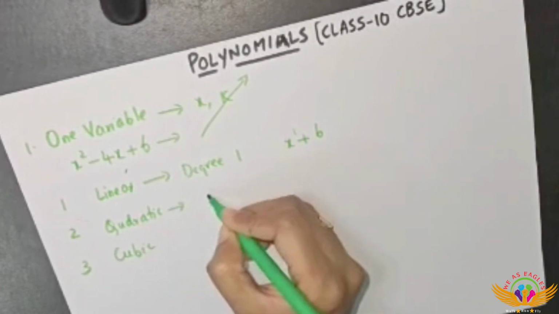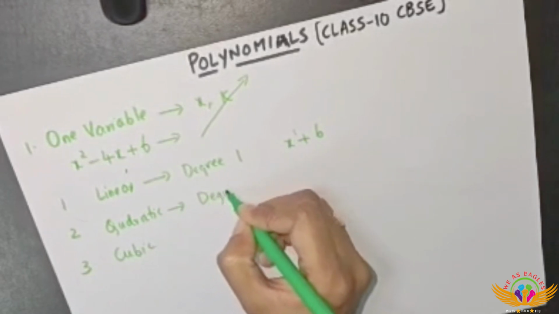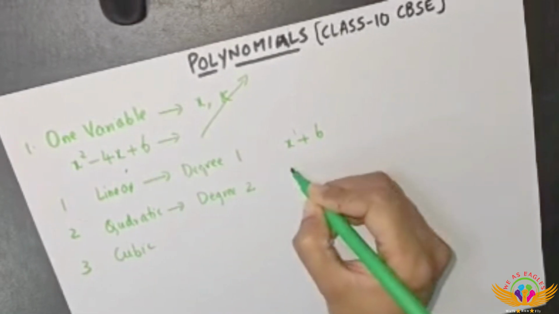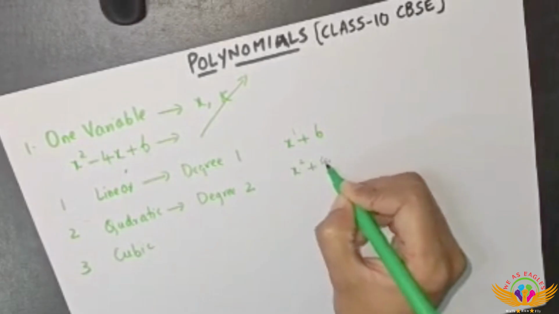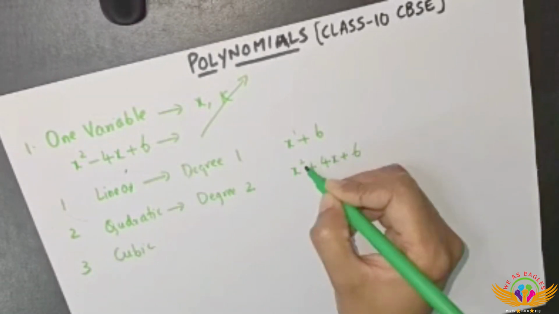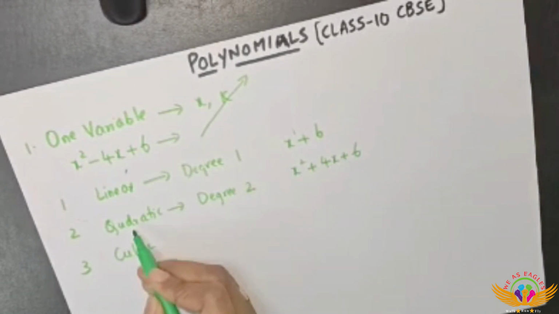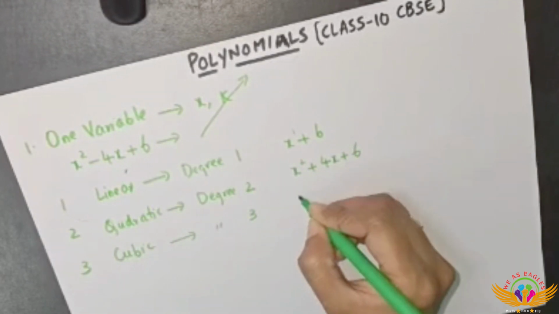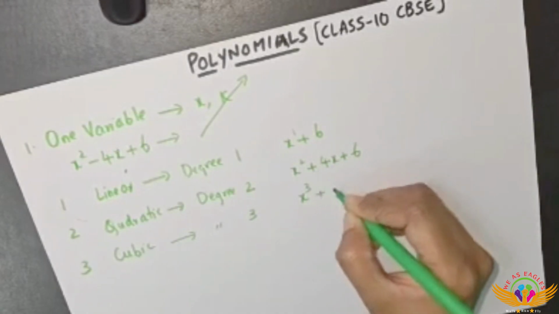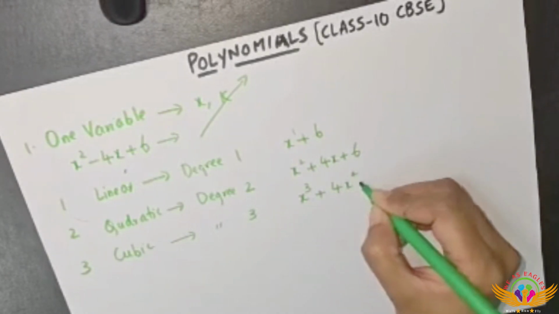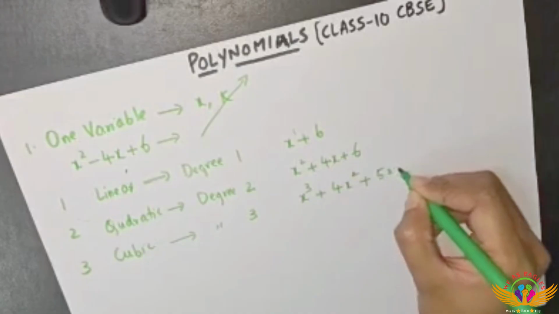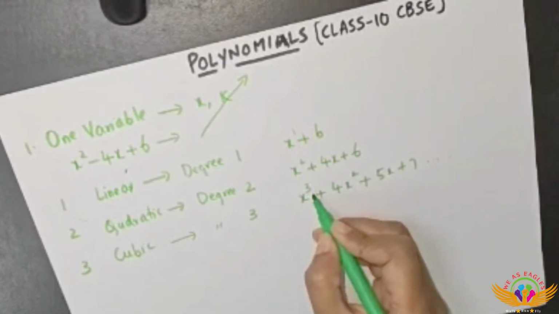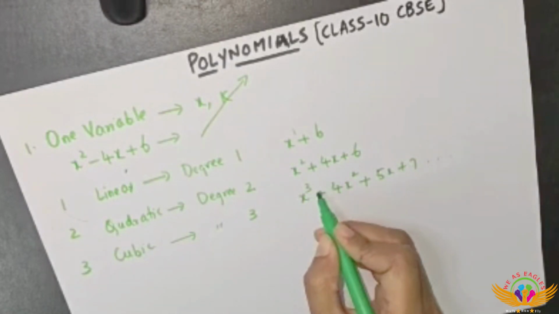Coming to the quadratic, the degree is 2. I am taking the example x square plus 4x plus 6, where the degree is 2. This is a quadratic polynomial. Coming to the cubic, the degree is 3, where we can take an example like x cube plus 4x square plus 5x plus 7. Here the highest degree is 3.